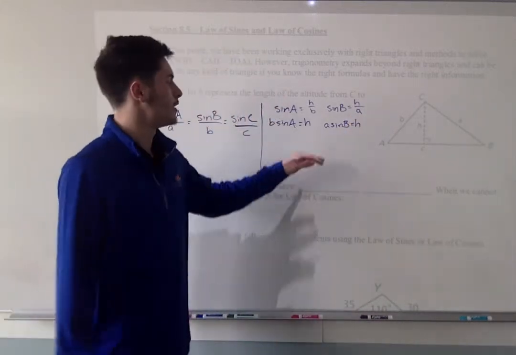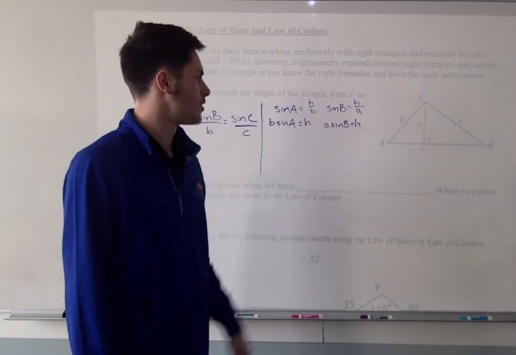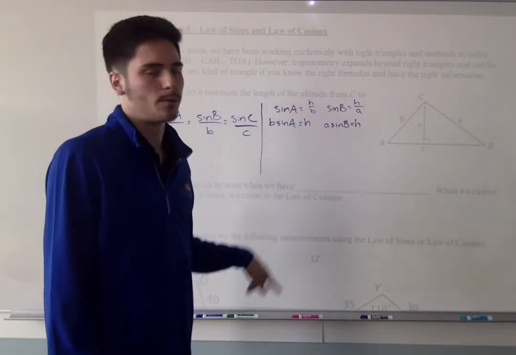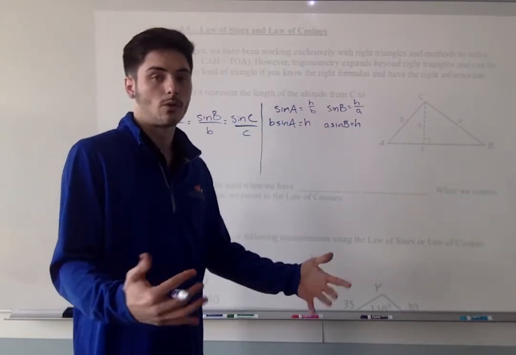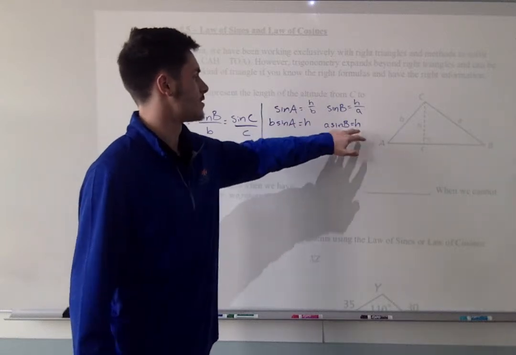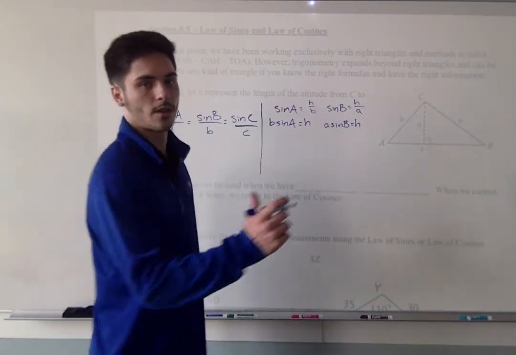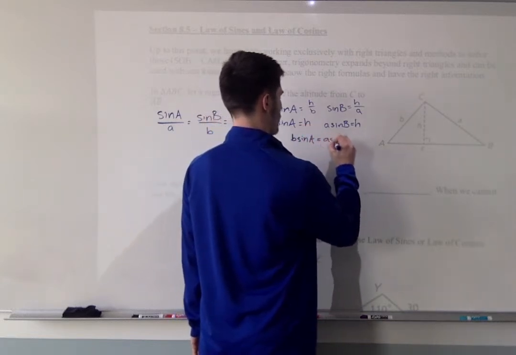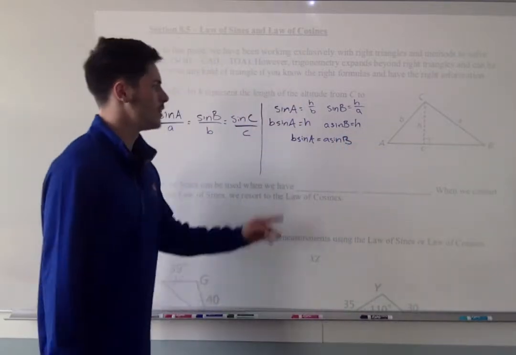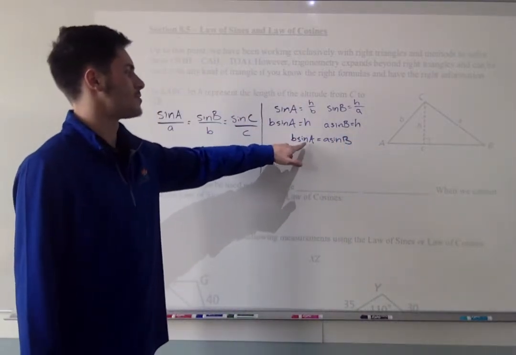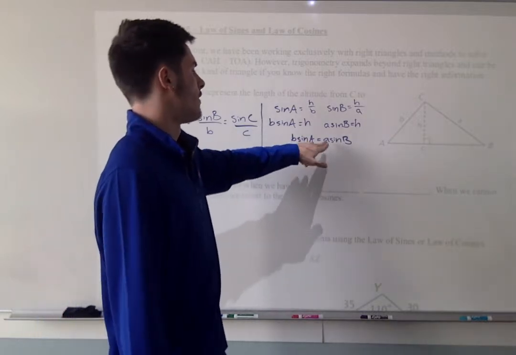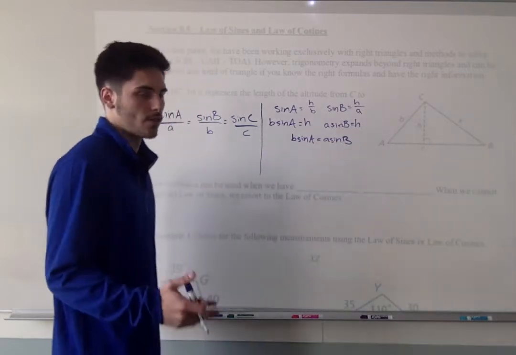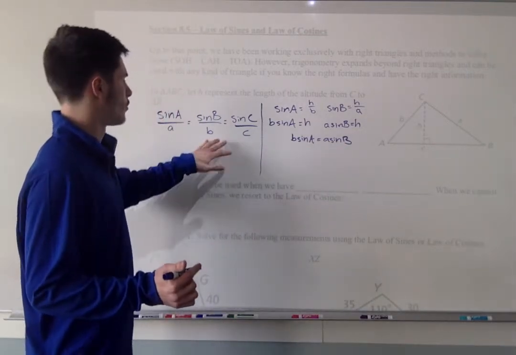And from here, if we know that this equals h and this equals h, we know that they're equal, right? So if this equals h and this equals h, we can set these two things equal to each other, like this. And we get the side length b times the sine of angle A is equal to side length a times the sine of angle B. And this last step here is where we're going to find our formula.